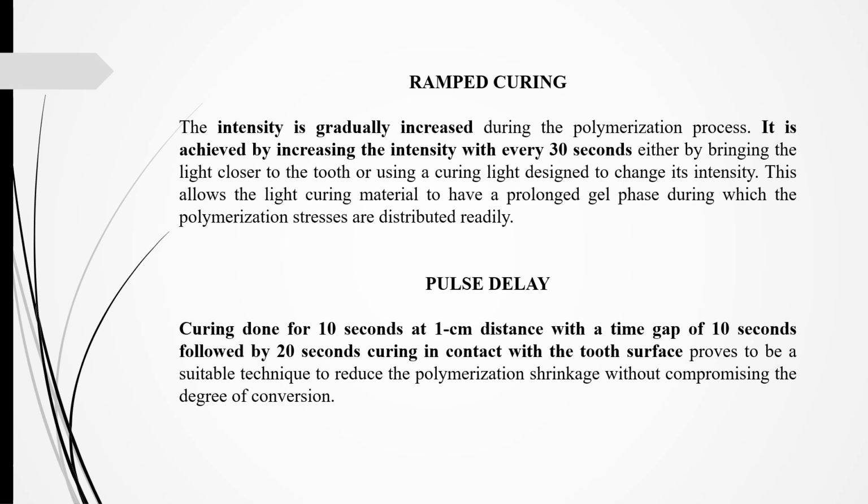Coming on to pulse delay, curing is done for 10 seconds at 1 centimeter distance with a time gap of 10 seconds, followed by 20 seconds curing in contact with the tooth surface. This proves to be a suitable technique to reduce the polymerization shrinkage without compromising the degree of conversion.